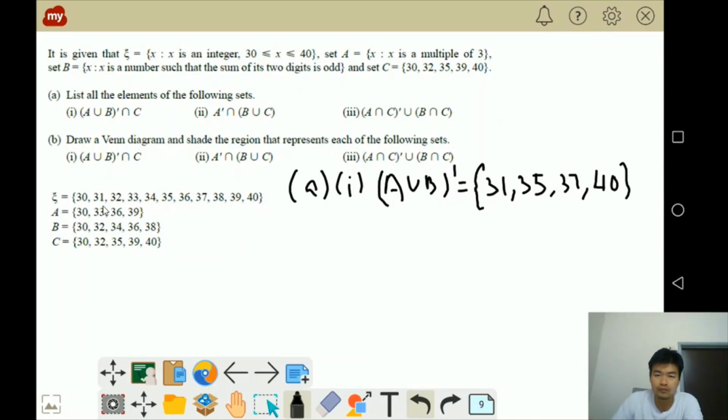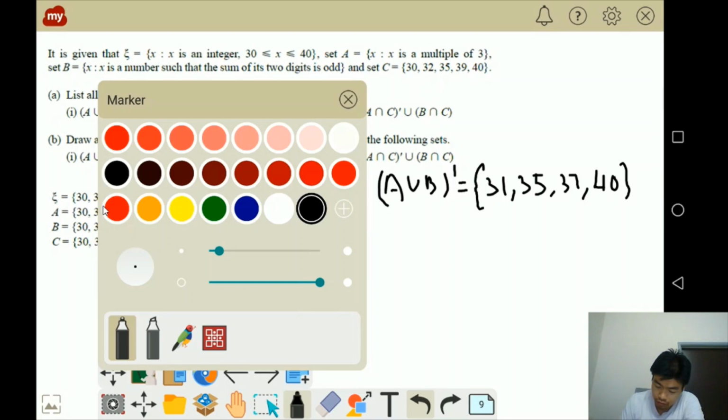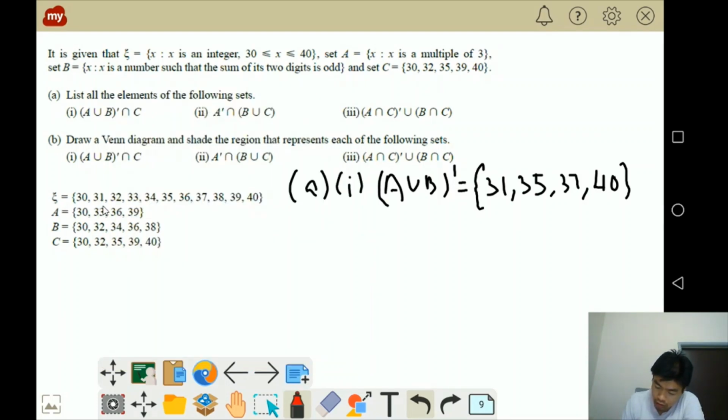How do I get these four numbers? Because these four numbers are in the universal set, but not in A union B. That's how I get my numbers for A union B prime. So A union B prime intersect with C. Intersection. So you look at, let me highlight it for you, the elements for A union B prime and set C.